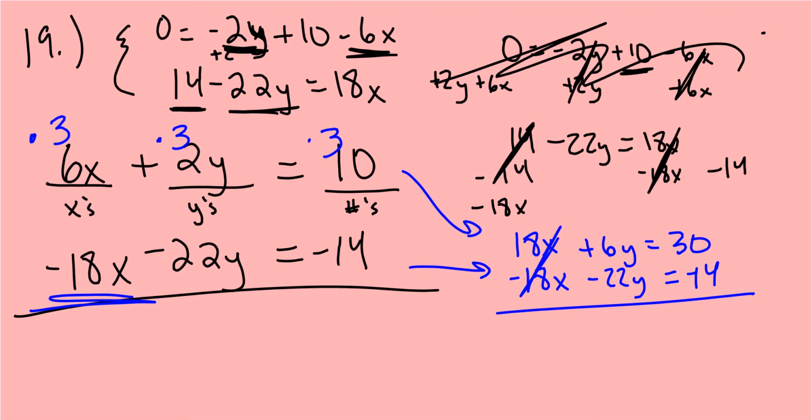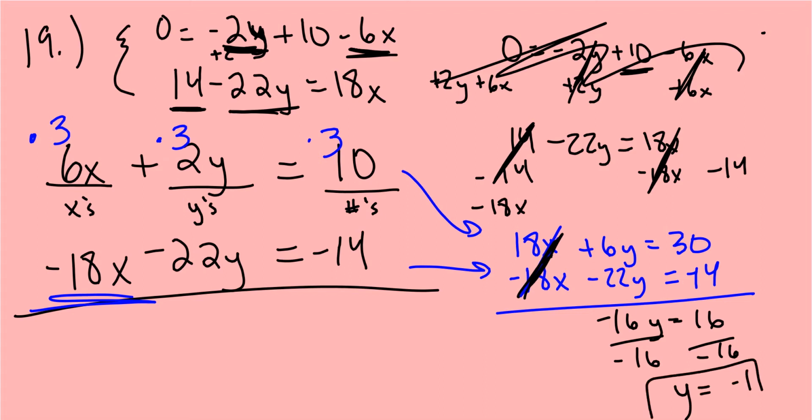So now I'm on to step 3. I'm going to add vertically. I'm going to get negative 16y equals 16. I divide both sides by negative 16. I get y equals negative 1. Now, it doesn't matter which one you pick, the top or the bottom, to put in negative 1. So I'm going to pick the bottom. I'm going to say 14 minus 22 instead of y and put negative 1 equals 18x.